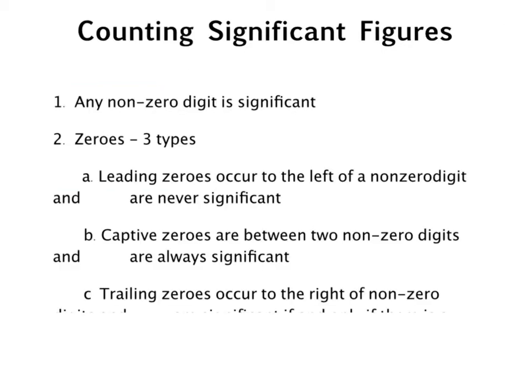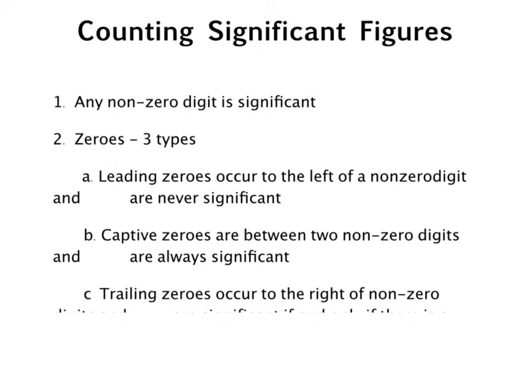There are rules for counting the number of significant figures in a measurement. We will need to count the number of significant figures in any given measurement so that we can judge how well measurements are made. We will also need this knowledge when we start doing math with our measured values. These rules are as follows. Number 1, any non-zero digit is significant and needs to be recorded. So anything that's not a zero, you have to record.